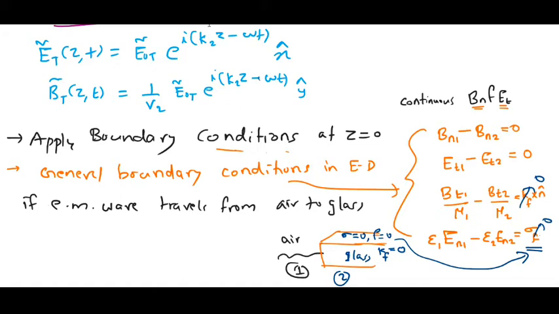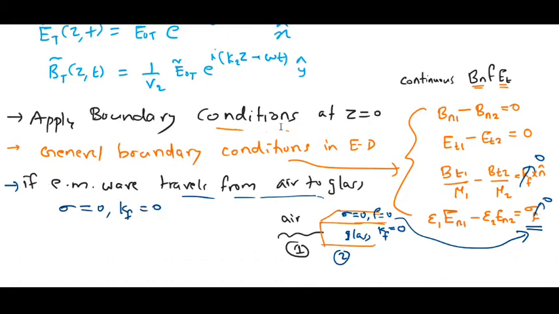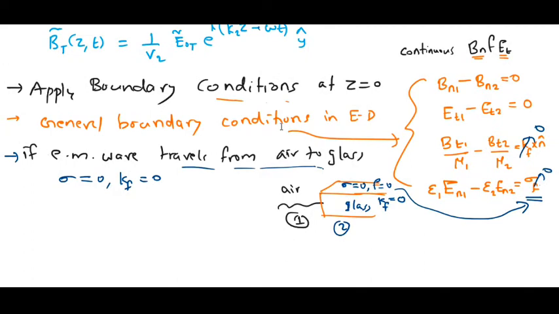Okay, in this case, the electromagnetic wave travels from air to glass or air to water, whatever it may be. That is, the surface does not contain any free charge or free current. Therefore, here we can write sigma is equal to 0, Kf is equal to 0. Therefore, the general electromagnetic boundary conditions we can modify in the following fashion.